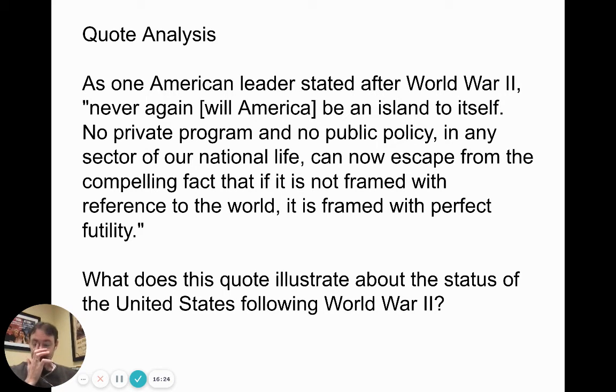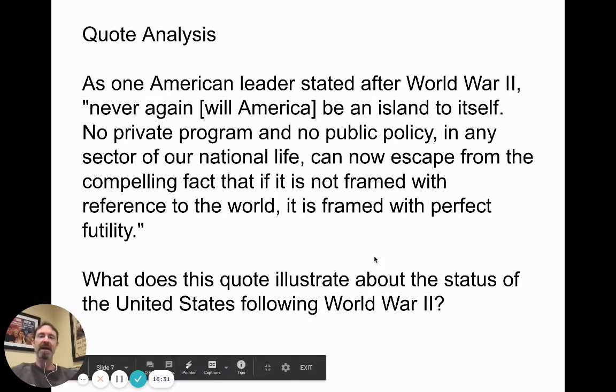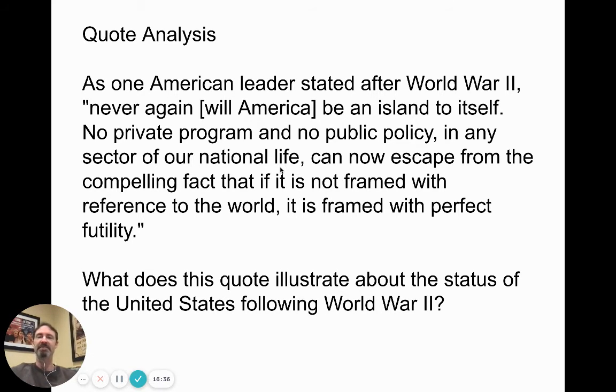All right. Isolationism is not going to be a feasible thing with America's role, which we'll talk more about in a second. The other thing, guys, if you think about it, is that no private program or public policy in our national life can now escape the fact that it is framed in reference to the world. What does that mean, guys? It means that a lot of the things that we as Americans hold true are very much connected to global ideas, supporting the globe, right? Now, this could be anything from containment of communism to, of course, supporting American ideals politically, to even economic things, all right? So, guys, this is a big deal.